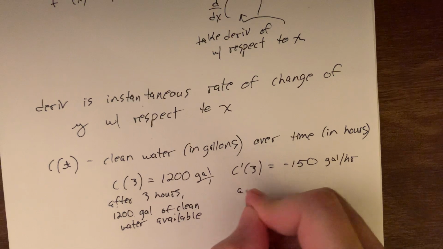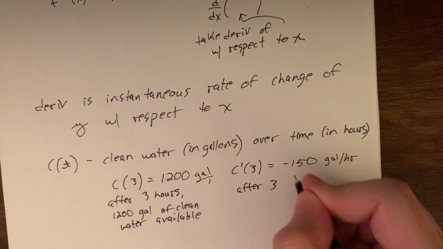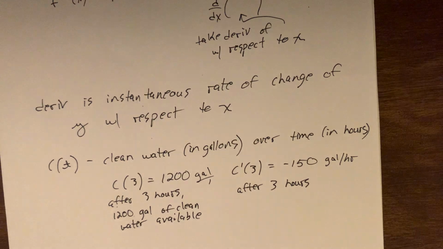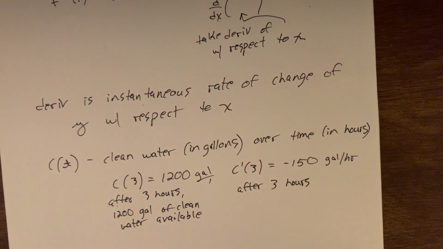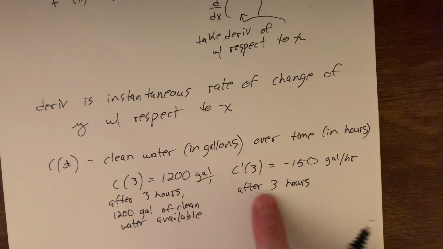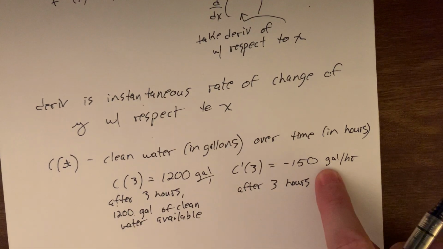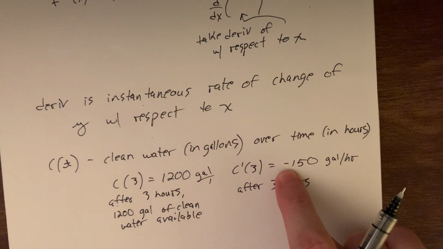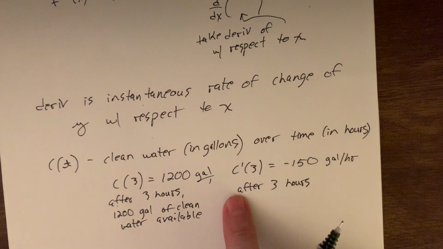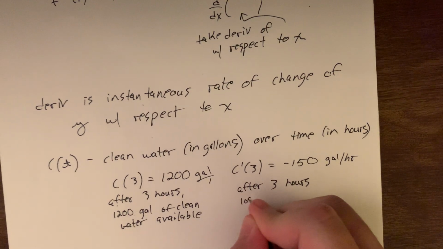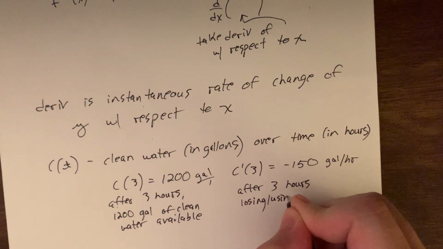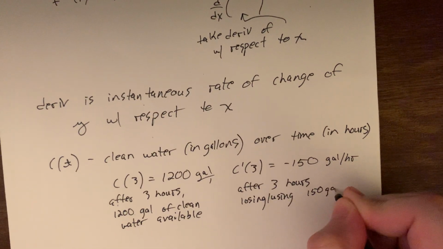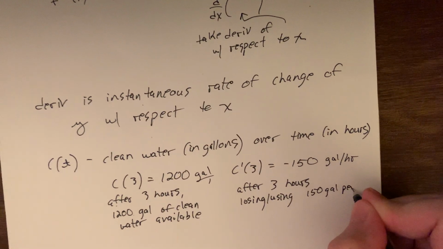And what is this telling us? It still has the t as 3, so we're still looking 3 hours after whatever experiment we've started. After 3 hours, this is not how much clean water we have left. This is the rate we are gaining or losing clean water. And even this negative sign indicates a sense of loss, a sense of decrease. So after 3 hours, we are losing or maybe using 150 gallons of water per hour.